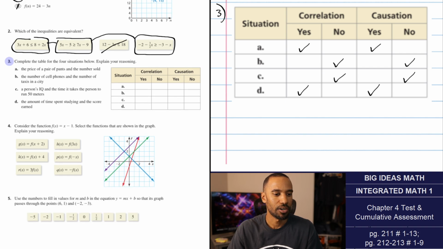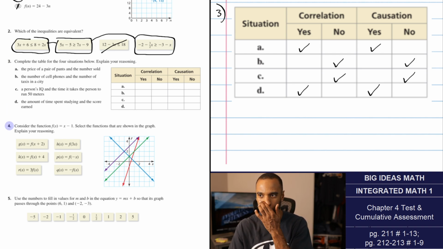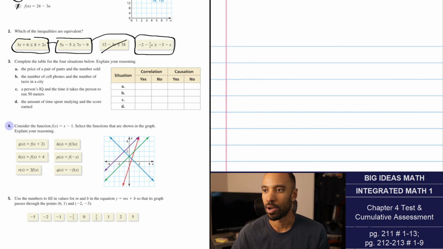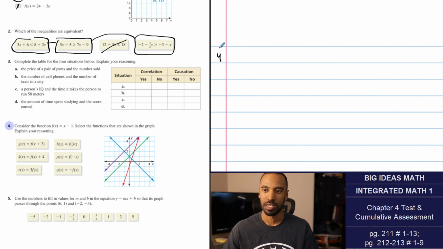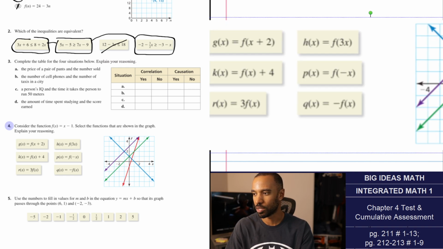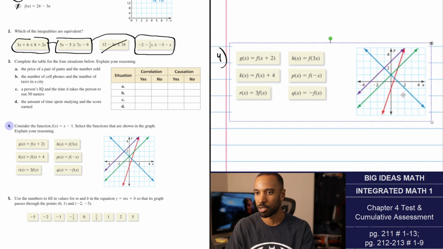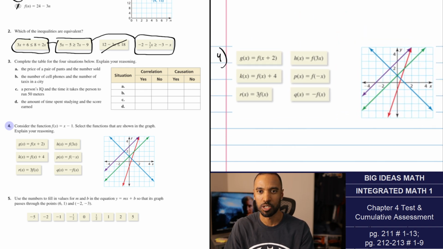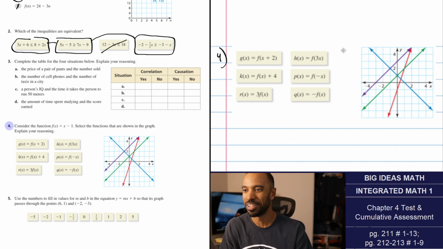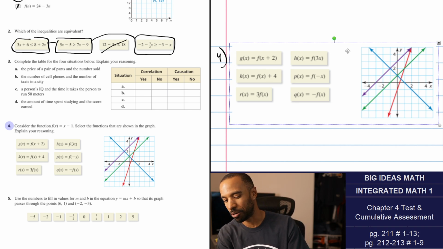Number 4, consider the function and select the functions that are shown in the graph. I think this was from chapter 3 because I'm seeing things that are transformations. So I think we're going to have to pop this up. I want to get everything involved in here, so I'm going to copy paste this whole thing. Let's get this shrunk to size and see what they're talking about. Sorry, I thought this was going to be a lot bigger, but I guess not.